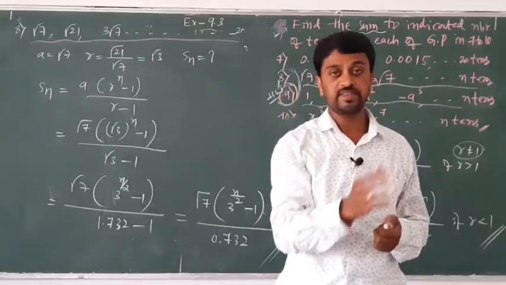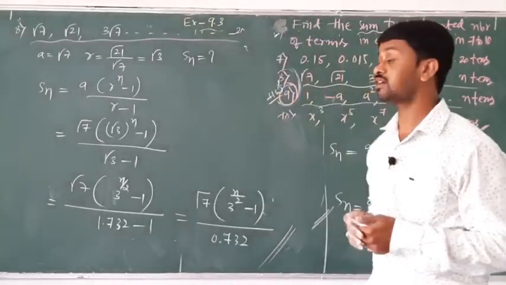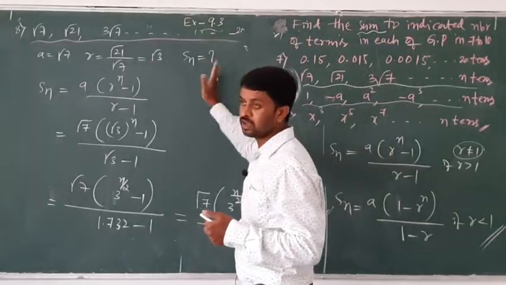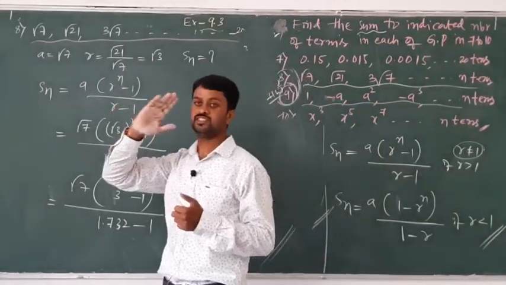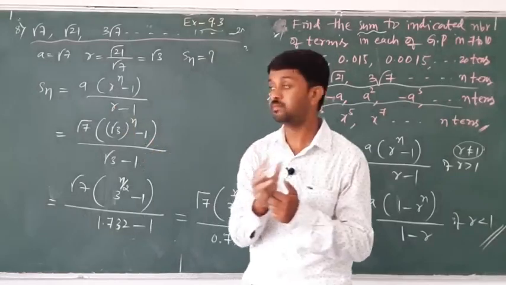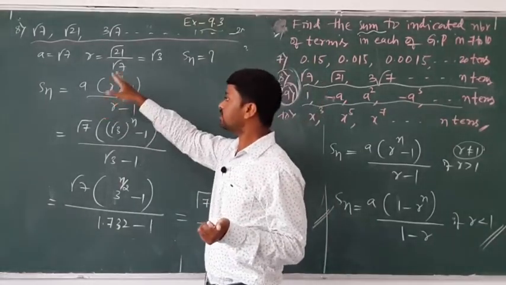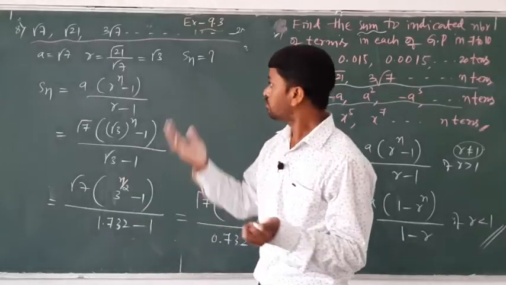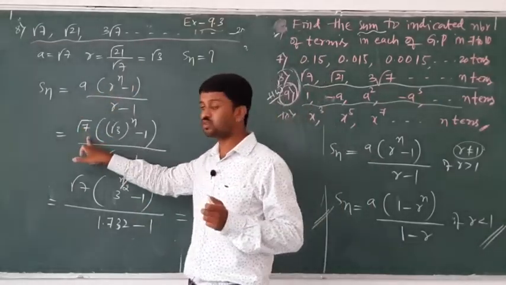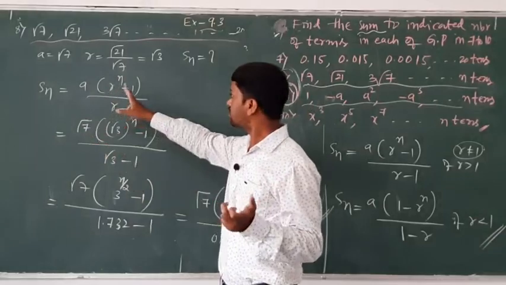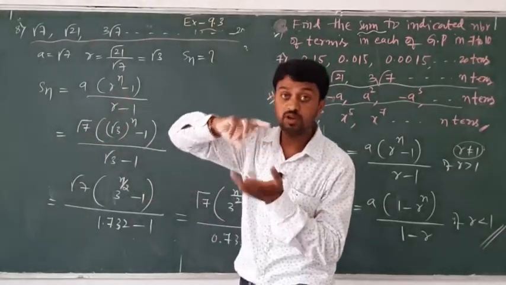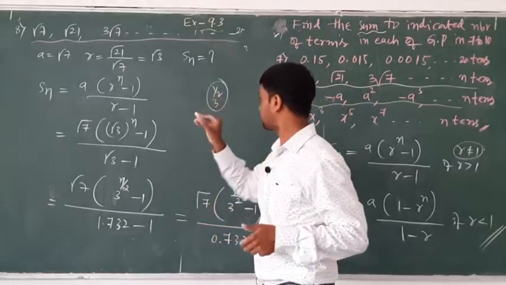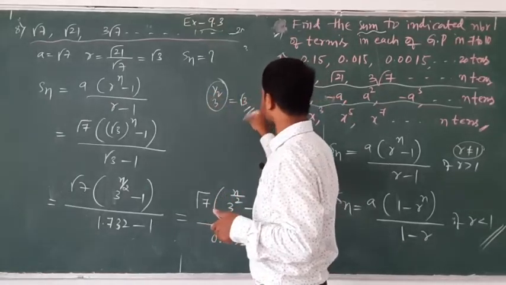What is our target? Sum of n terms of a GP, Sn. What is the formula? In general, a into r power of n minus 1 divided by r minus 1. Substitute the given data: a is root 7, r is root 3, root 3 whole power of n. Root 3 can be written as 3 power of 1 by 2. Be careful.